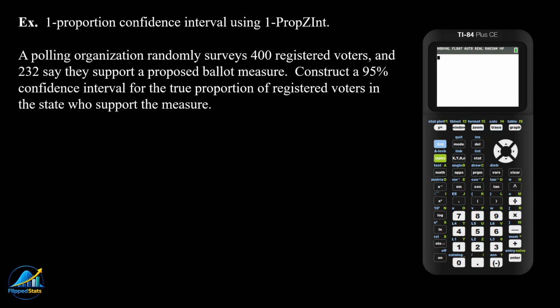In this video, we're quickly calculating a one proportion confidence interval using the built-in TI-84 function one prop z interval. Then we're going to follow up by expressing the confidence interval in terms of a margin of error.